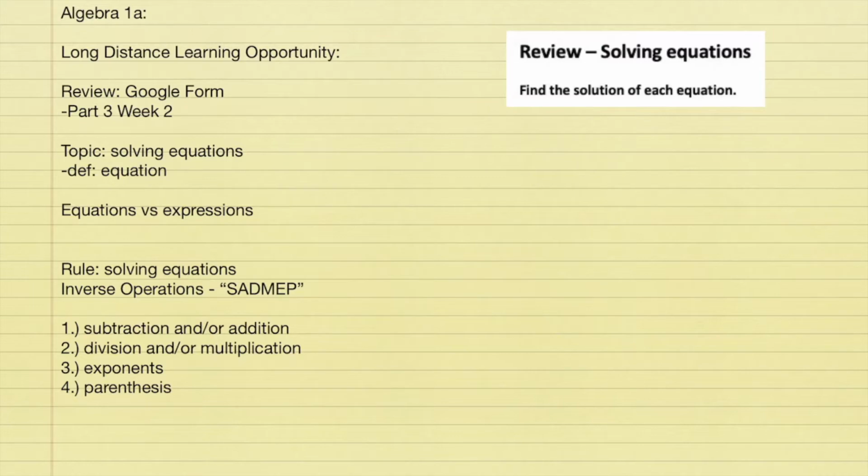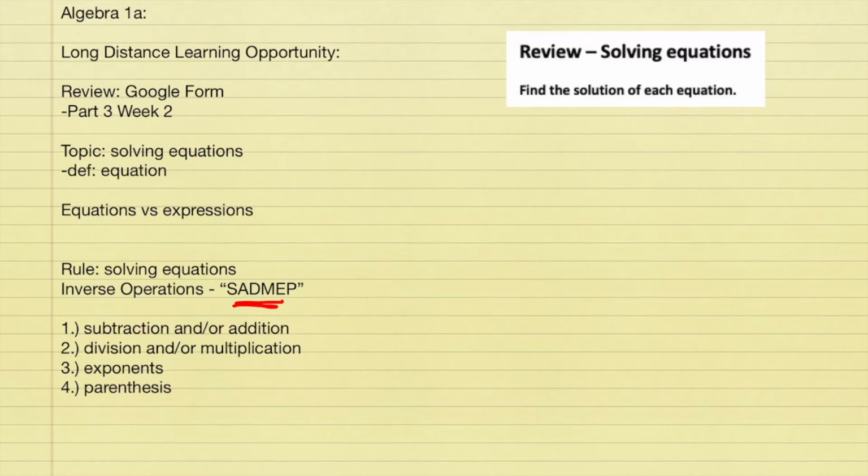Today we're going to be solving equations, and remember, equations have equal signs. They contain an equality symbol versus expressions. We're going to be solving equations using inverse operations, so that's this little acronym that we have down here, SADMEP. It's subtraction and addition we always try to do first, and then you want to multiply and divide second, and then exponents and parentheses last. So those are the order that we go in.